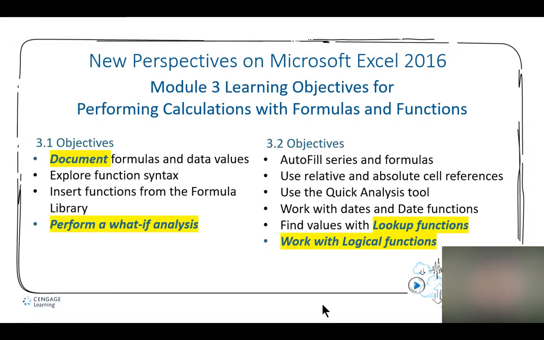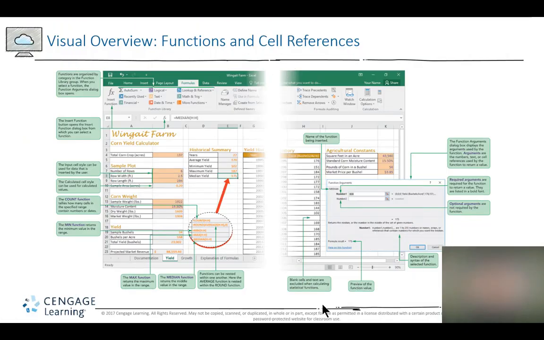Here are the major learning objectives for Module 3, performing calculations with formulas and functions. The highlighted topics may be new to you and are featured in these notes. After reading the Wingate Farm case study, review the visual overview in your text. You can skim those topics you are already confident with, but don't skip anything.